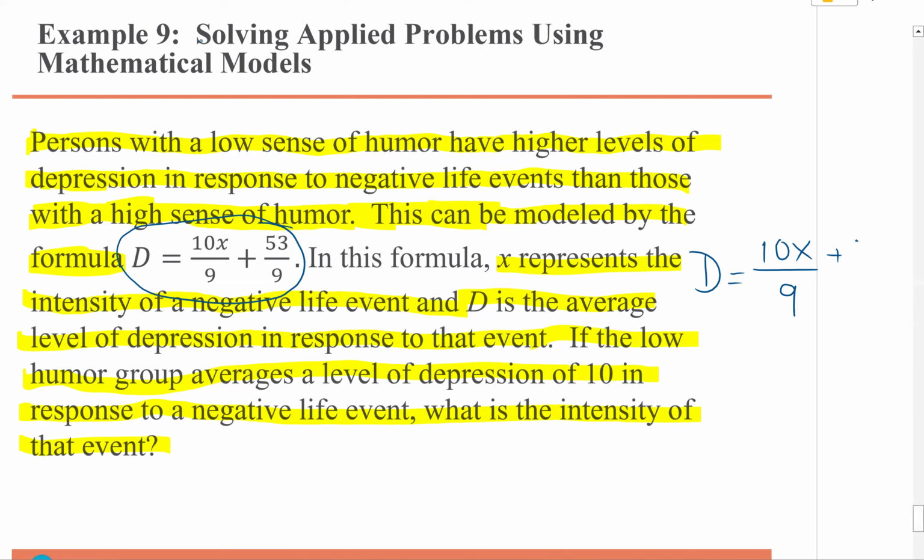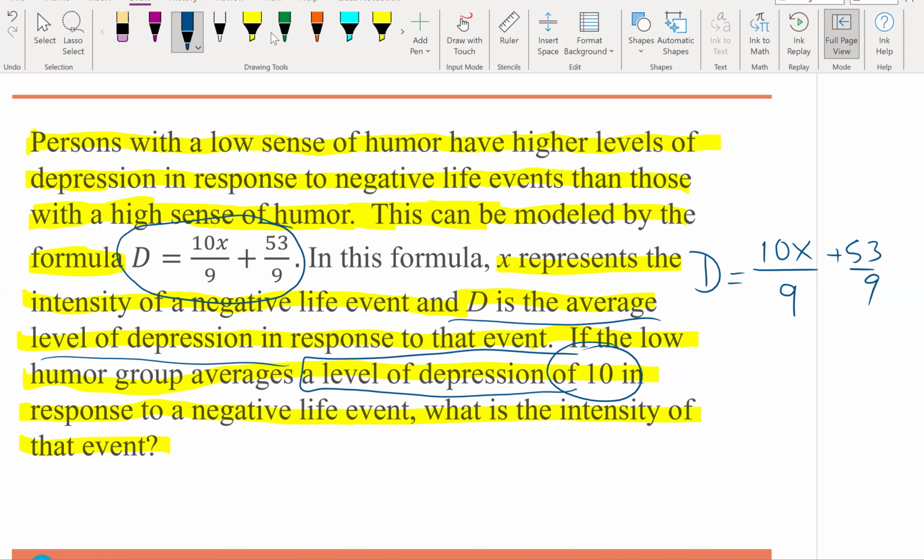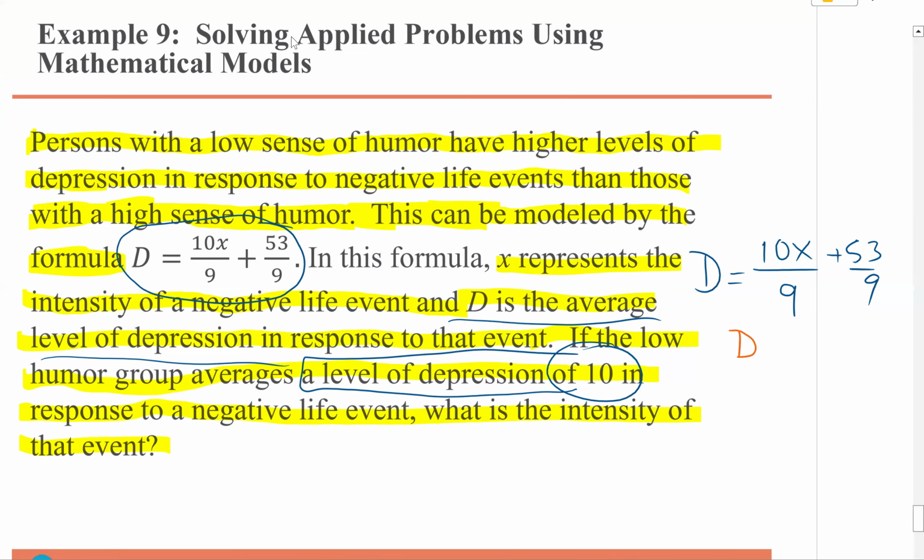So usually in these types of problems, they give you this equation and they're telling you one or the other variable, and you have to go find the one you're missing. So this was our equation, and they gave us 10. That's either x or D. If the low humor group has a level of depression, I think that was D, right? D is the average level of depression. Yep, okay, so they gave us D. I was hoping they gave us x, because that would be a lot easier. But of course, no.